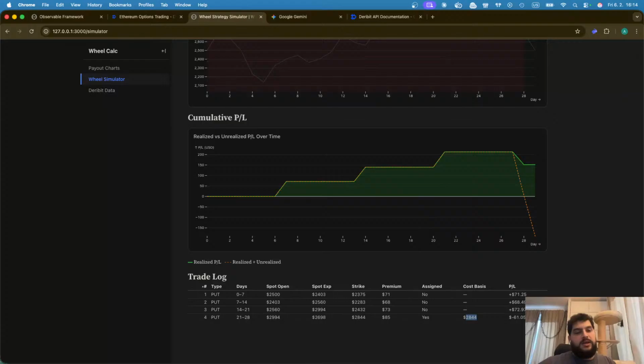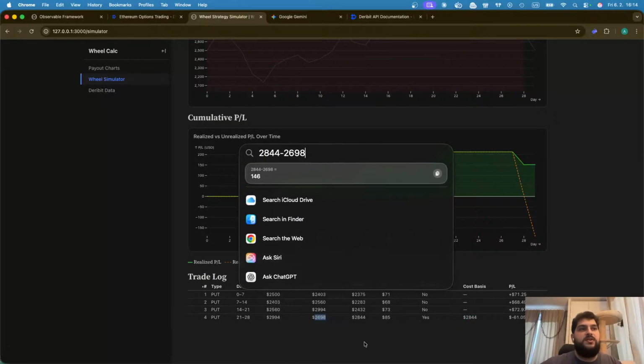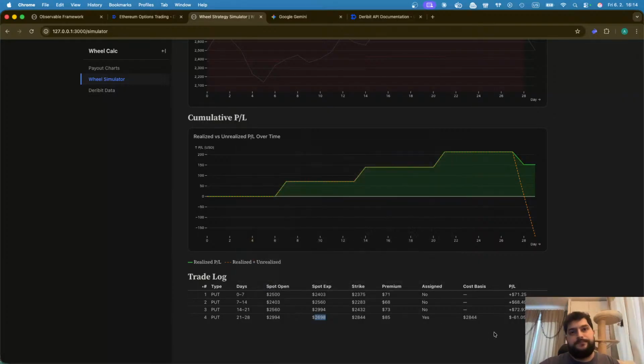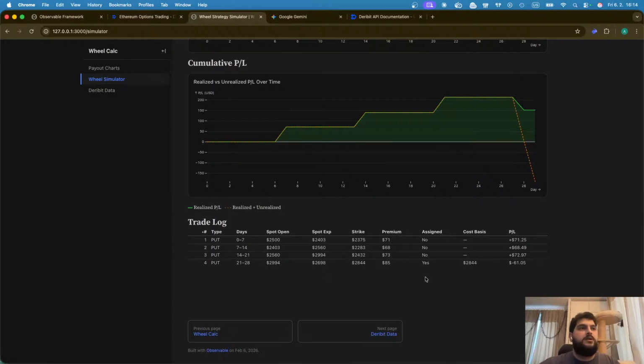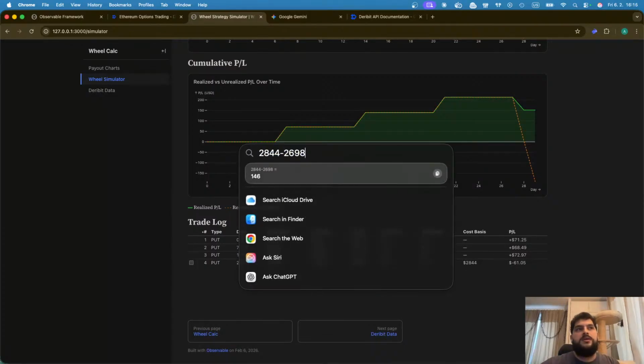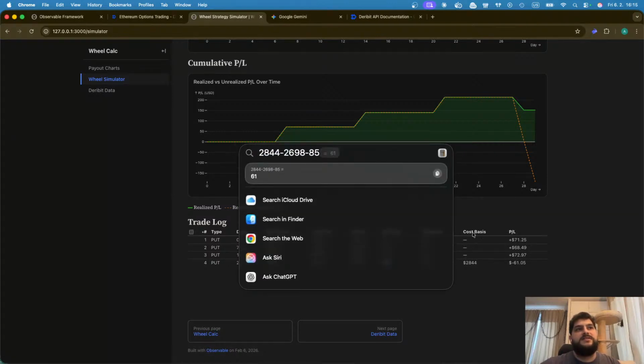2,844, and the price was 2,698, and it's like 146 difference, which is why the PNL here is too big. And yeah, if you minus the premium from that, then we will have the minus 61 basically, right? So yes, this is exactly what we were at.